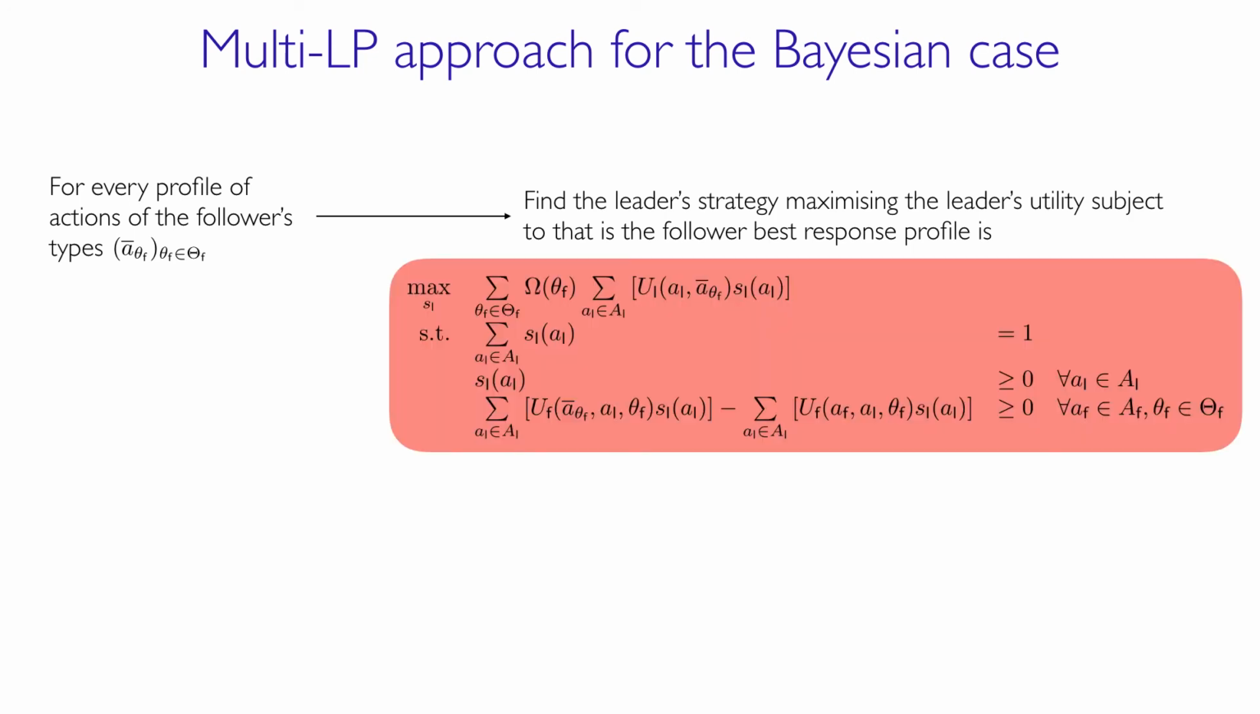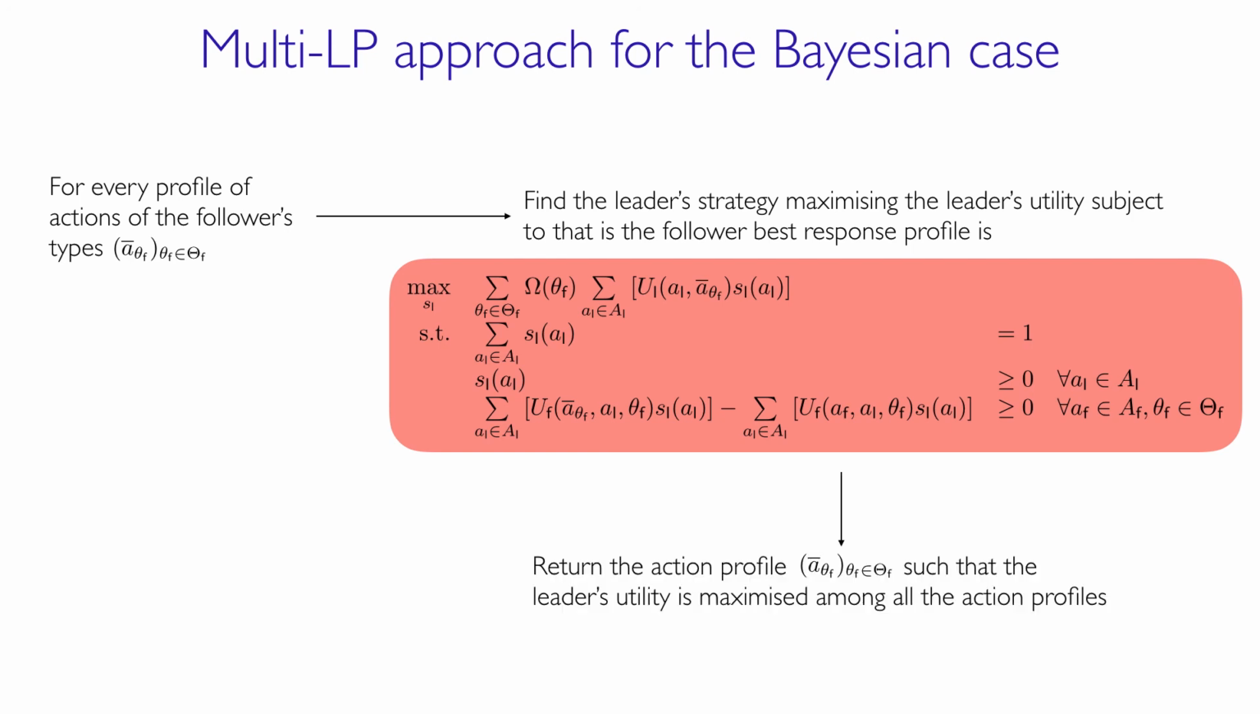This can be done by means of a linear program that easily extends the linear program for the case without types. The only difference is that the utility of the leader is in expectation with respect to the probability distribution over the follower types, and the best response constraints of the follower are replicated for every follower type. Finally, we return the action profile maximizing the utility of the leader.